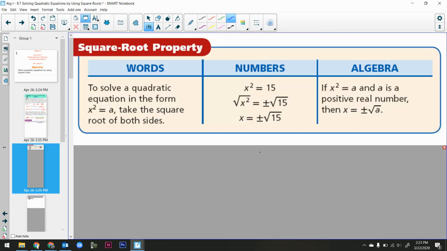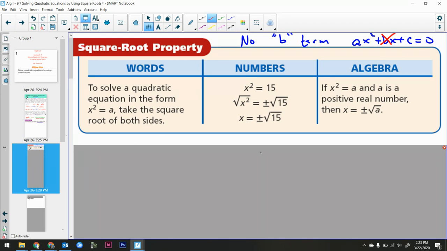Now, you can only solve quadratics using the square root property that don't have a b term. So I want everybody to write this out here. This is when you have no b term. You don't have a b term. Now remember what that means. It was ax squared plus bx plus c equals 0, where a, b, and c are all numbers. If you don't have a b term, you can solve by using square roots. So you're just going to have an x squared and then the number.